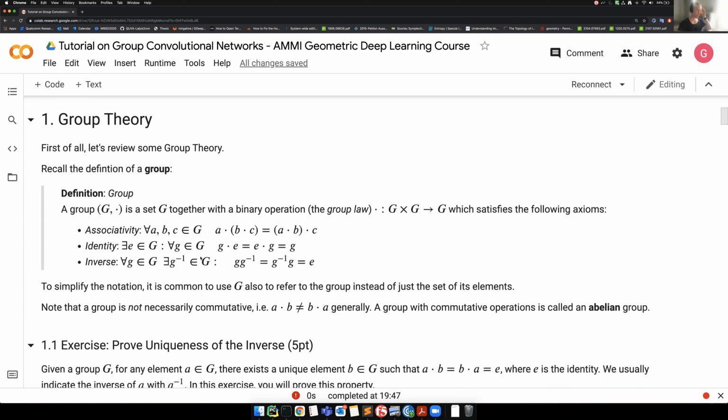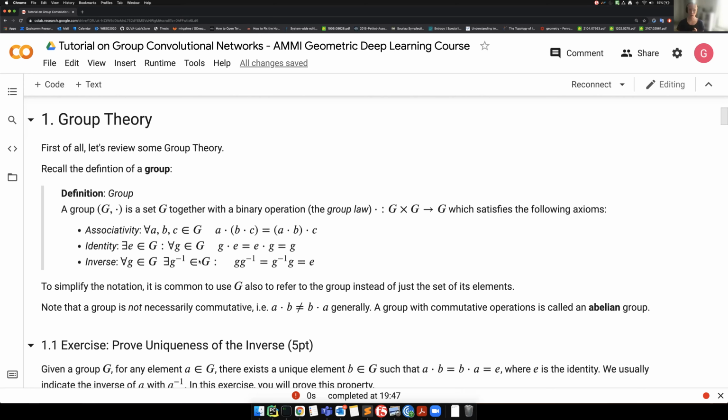And finally, we have an inverse. For each number x, there is a number y such that x plus y is equal to 0. And this number is just minus x. So if you have x plus minus x, it always gives us 0. So we verify that integers are a group.